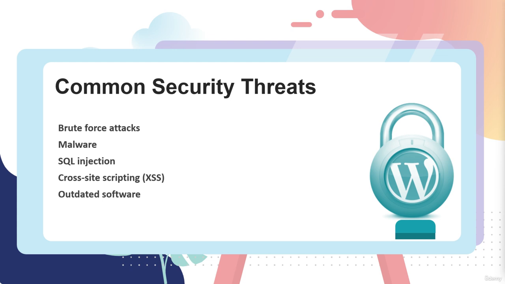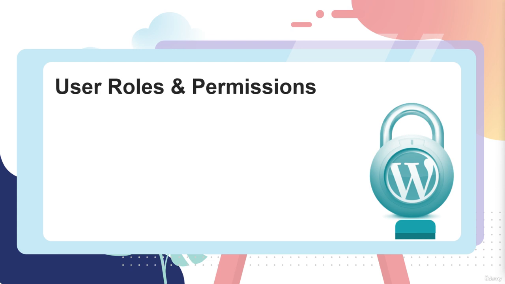Next, let's talk about user roles and permissions. WordPress comes with a built-in user role management system that defines what each user can and cannot do. The default user roles are: the first one is administrator, who has full access to all site features. The second one is editor, who can publish and manage posts, including those of other users. Number three is author, who can publish and manage their own posts. Then contributor can write and manage their own posts but cannot publish them. And the last one, subscriber, can only manage their own profile.